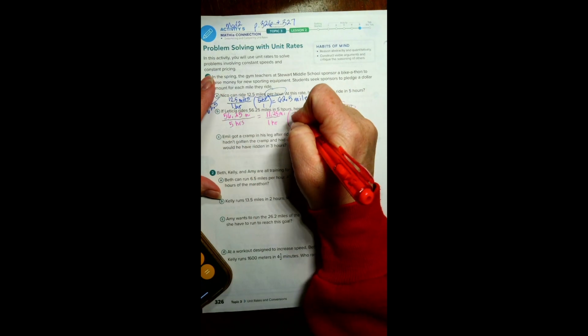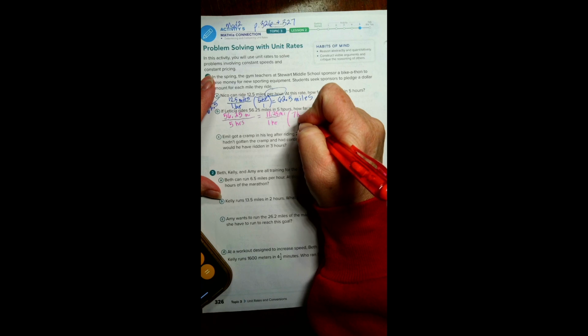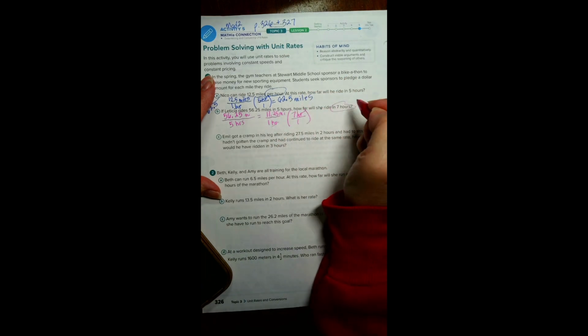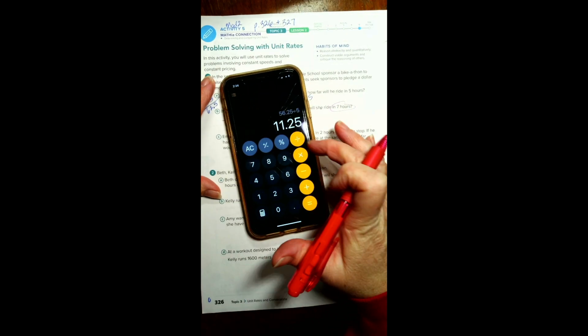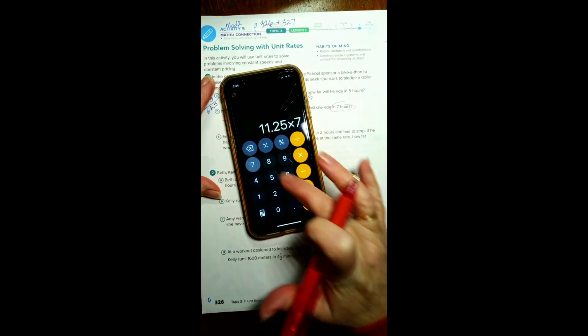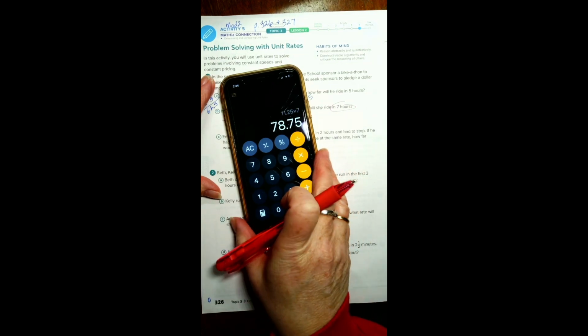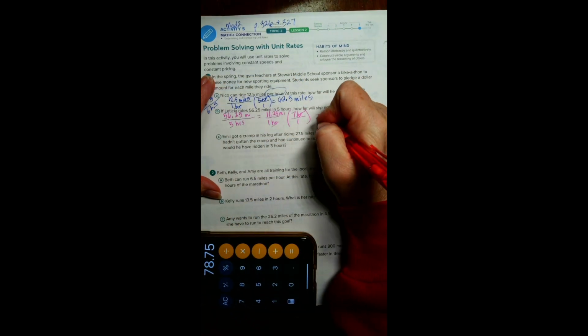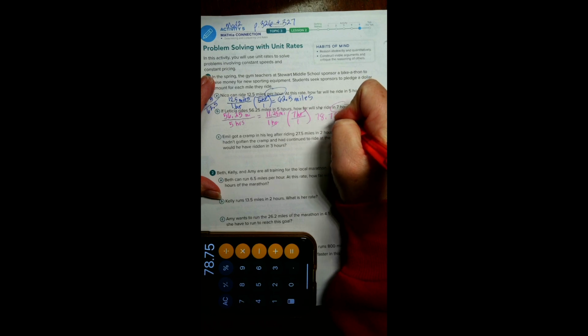And so we'll do it times 7. Our hours cancel. So then we have 11.25 times the 7. It's already on my screen, so times 7. And it's 78.75 miles.